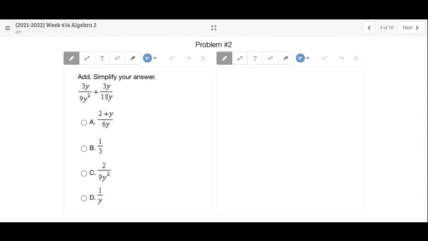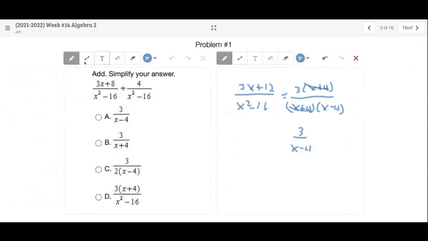3x plus 12, where did I get that? All I did was I just added across the top. The denominator is the same. So I just did 3x plus 8 plus 4. Well, 8 and 4 are common, so 3x plus 12. That's where I came up with the 3x plus 12 on top.